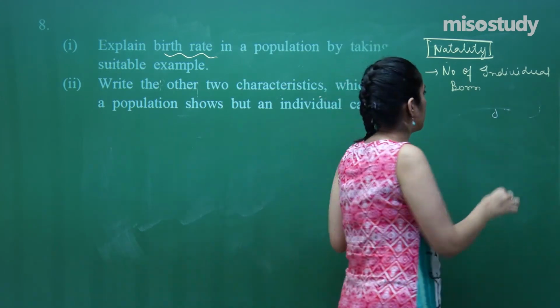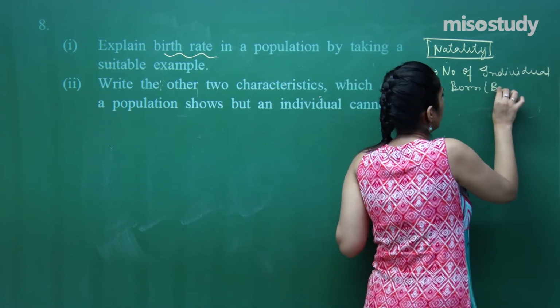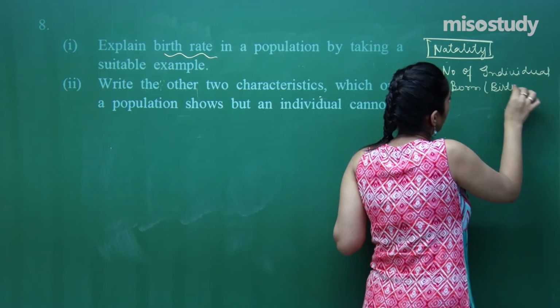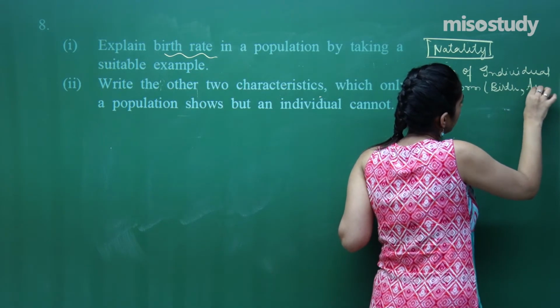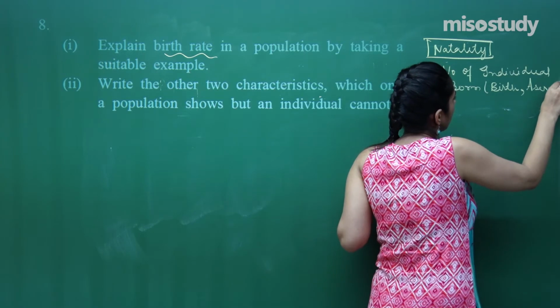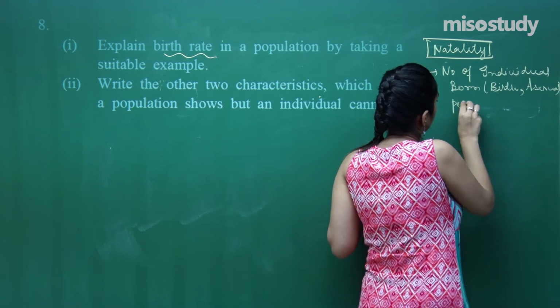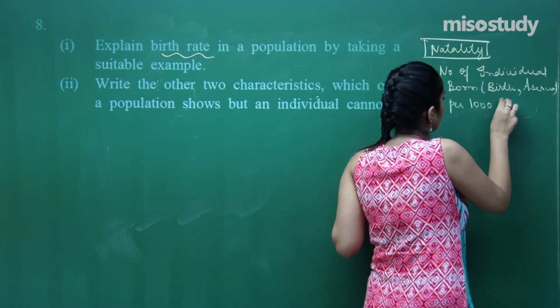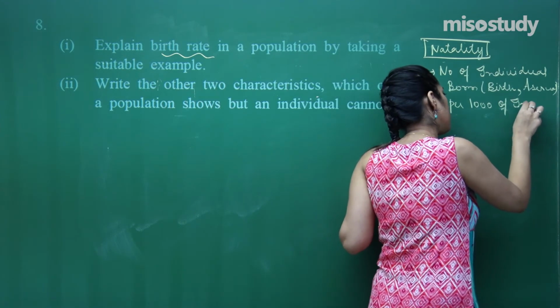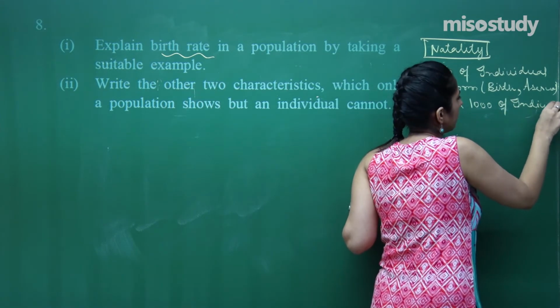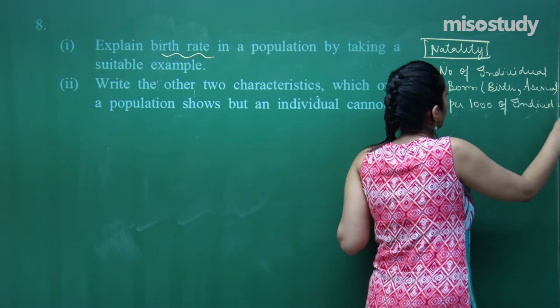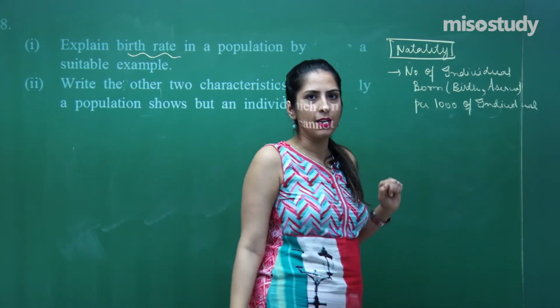by birth. There are different ways, either by birth or by fragmentation or by asexual reproduction, per 1000 individuals, is called natality or birth rate.